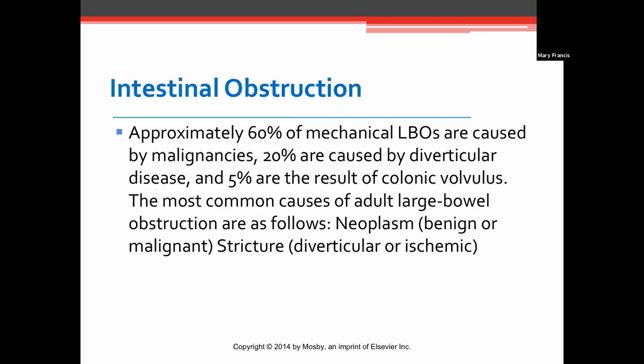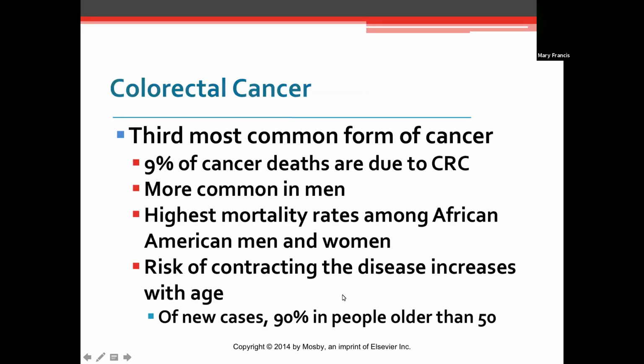The most common cause of adult large bowel obstructions is neoplasm. Neoplasm just means abnormal growth, and that can be cancerous or non-cancerous, benign or malignant, or a stricture, which is from diverticuli.